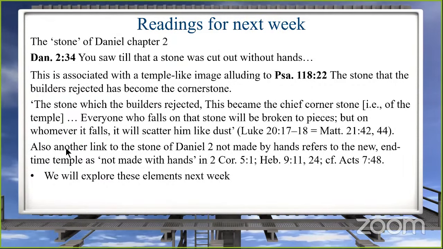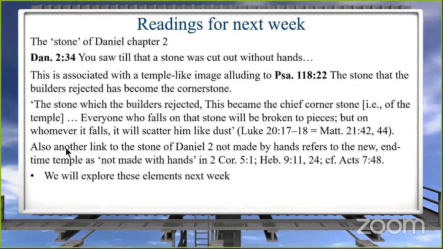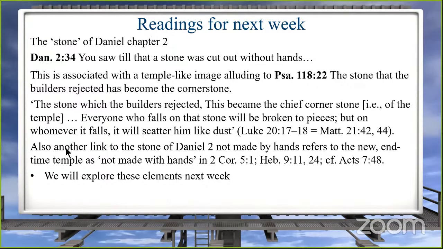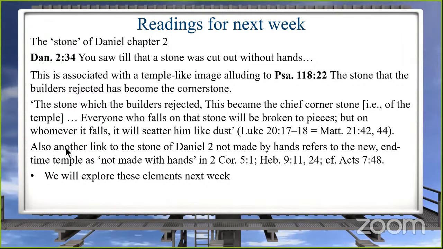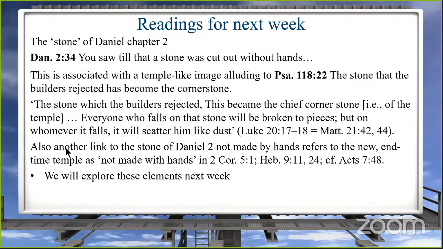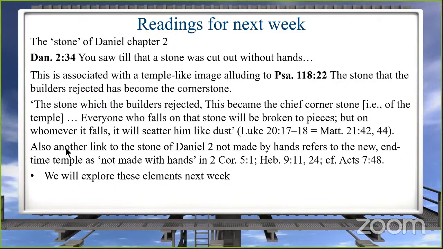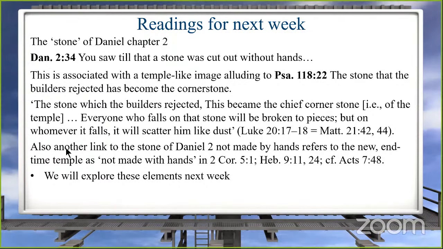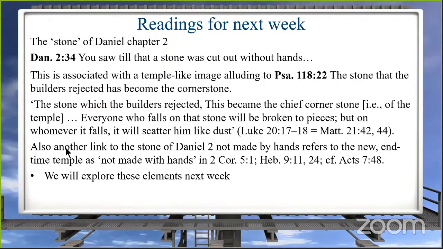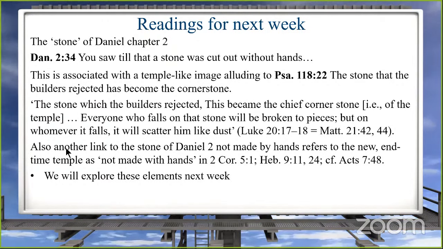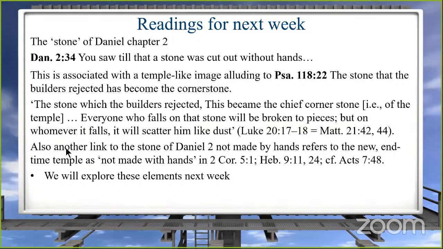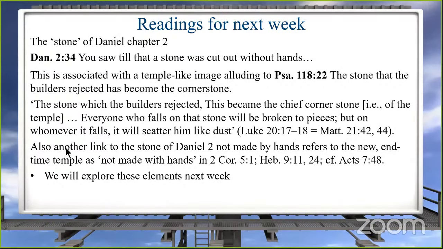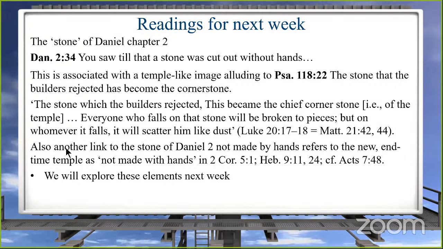I got to do the last part, and then I'll take the questions. This is the last slide anyway. So the stone, Daniel chapter 2, Daniel 2:34, where you saw till the stone was cut out without hands, right? This is associated with the temple-like image, alluding to Psalms 118:22. And I gave you these scriptures for you guys to study for next week's lesson. The stone that the builder rejected has become the cornerstone. The stone which the builder rejected became the chief cornerstone, i.e. the temple. Everyone who falls on that stone will be broken into pieces, but on whomsoever it falls, it will scatter him like dust. You've got your references.